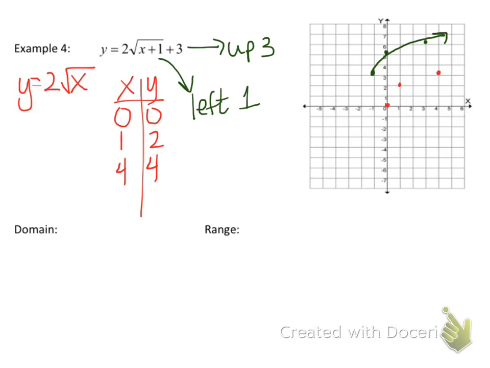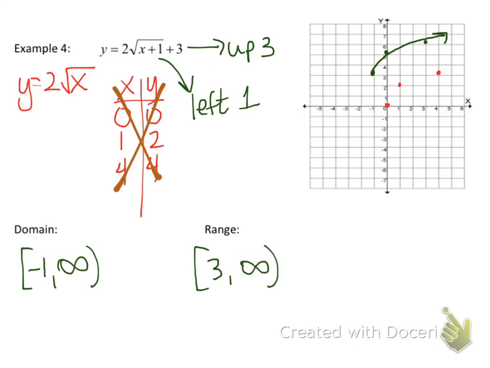Determining my domain, I can't really use my t-chart because my t-chart dealt with the parent graph. I could possibly use my equation and I could look at my graph. So how far left does this go? It starts at -1 and goes forever to the right. For the range, how far down does it go? It starts at +3 and goes up to infinity.